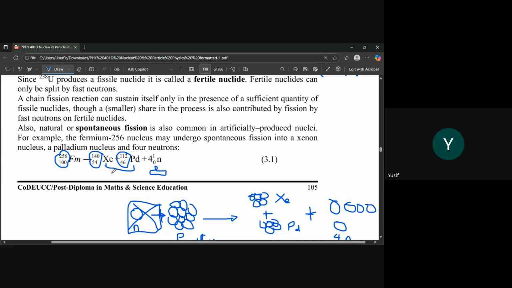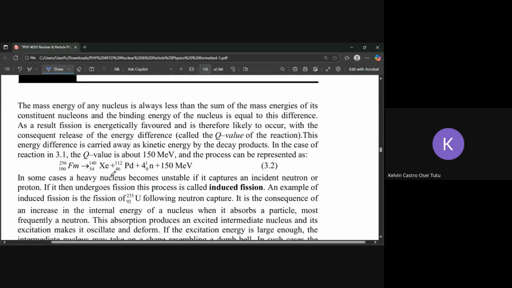So the difference is that the one that undergoes artificial fission reaction is said to be a fertile nuclide, and the one that does not undergo it is just a fissile nuclide. Okay. Thank you, sir.